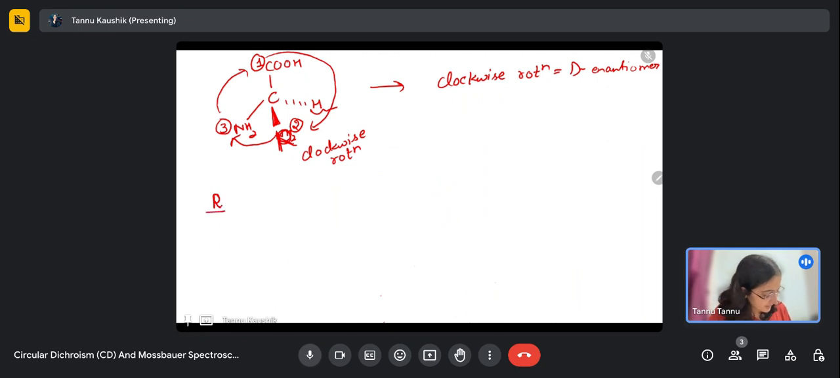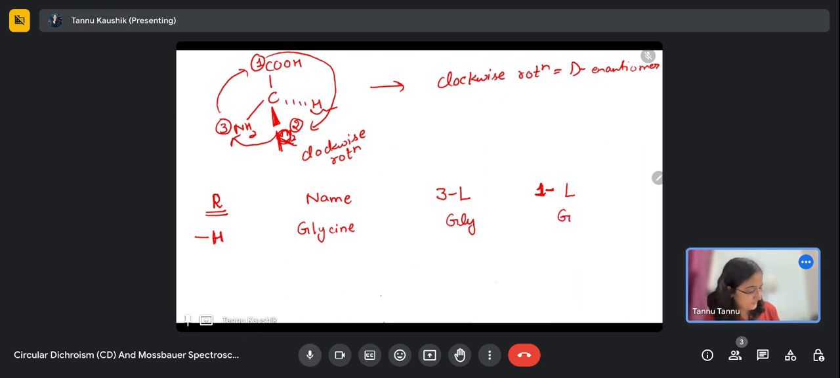Based on this R, different R, we will have 20 amino acids, and we will have the name of the amino acid, then its three letter code and one letter code. That is the way we represent it in terms of three letters or one letter code. So if R is equal to H, then the name of the amino acid is glycine, which we represent as Gly and then G.